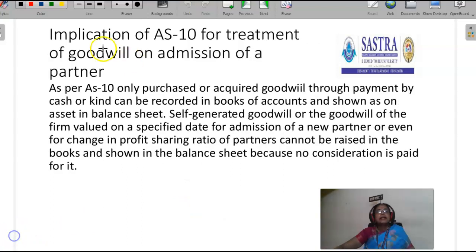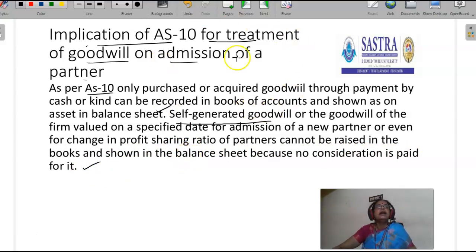Implication of AS 10 for treatment of goodwill on admission of a partner. As per AS 10, only purchased or acquired goodwill through payment by cash or kind can be recorded in books of accounts and shown as an asset in the balance sheet. Self-generated goodwill, or the goodwill of the firm valued on a specified date for admission of a new partner or for change in P&L ratio of partners, cannot be raised in the books and shown in the balance sheet because no consideration is paid for it.